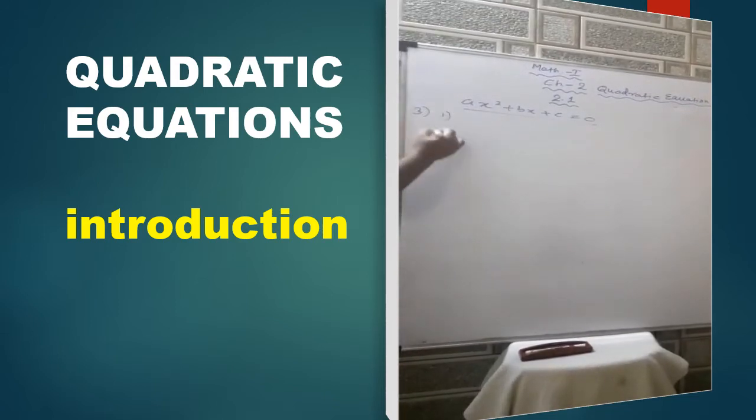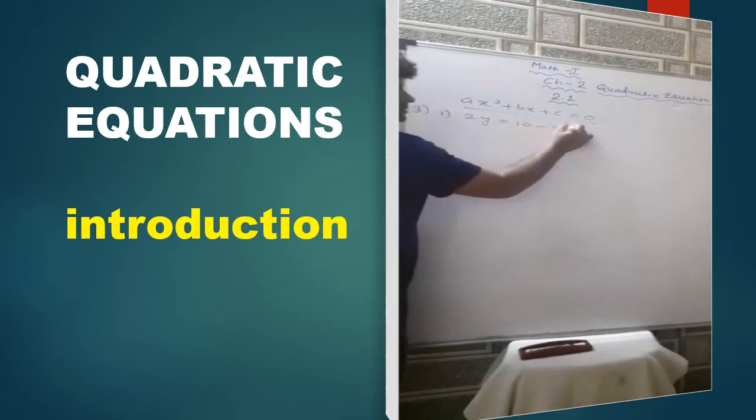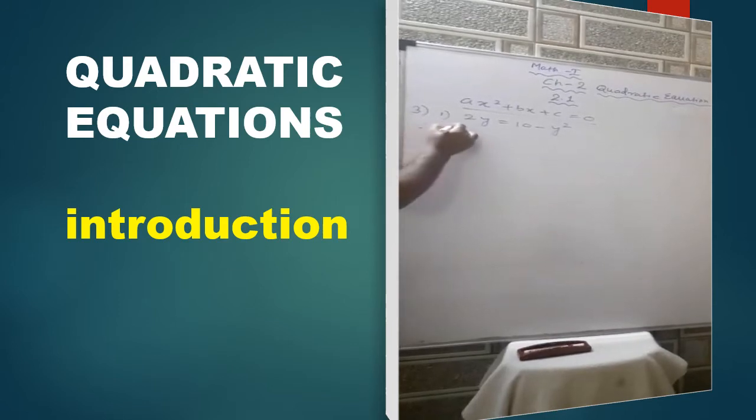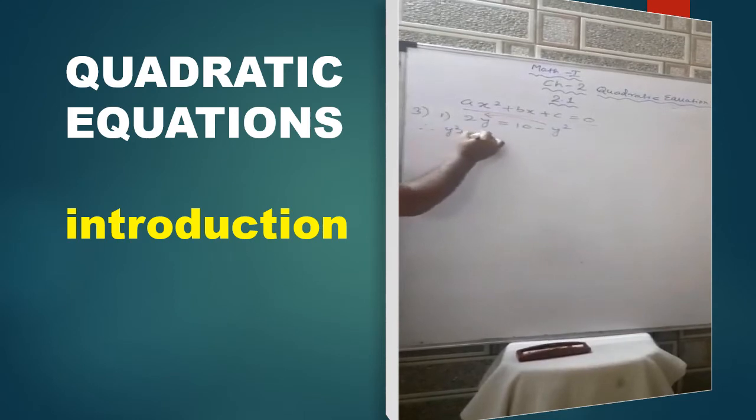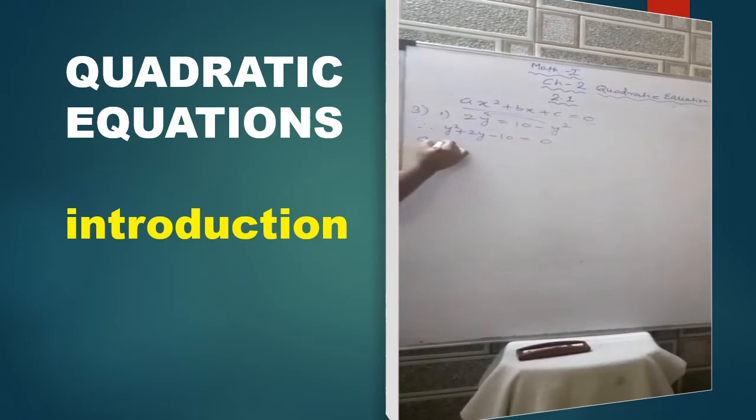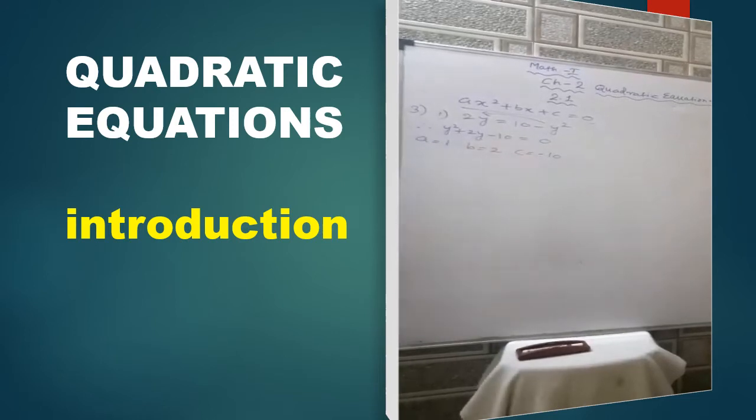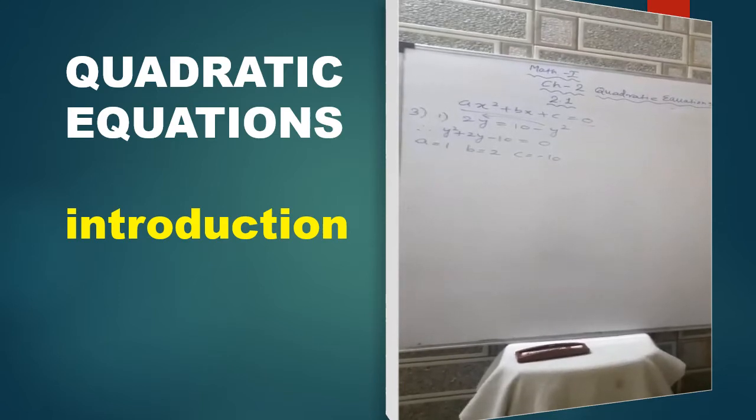Question number 3, first one, what is given here? 2y equals 10 minus y square. So shift all the terms to one side. Here we shifted, so we get y square plus 2y minus 10 equals 0. So here a is 1, b is 2, and c is minus 10. This way we found the value of a, b, c. The remaining ones you also have to solve, each and every sum, to find the value of a, b, c.